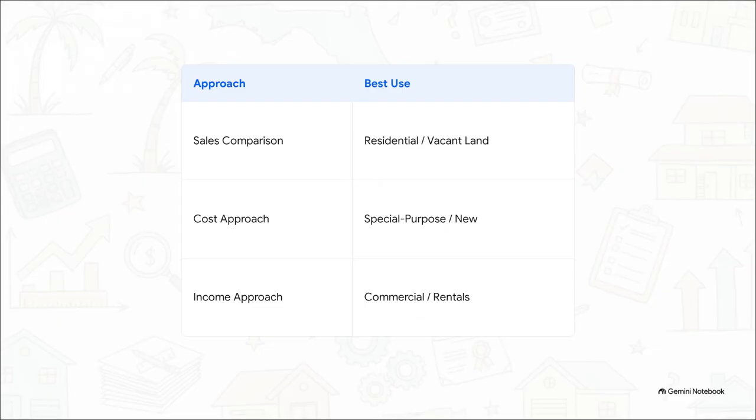Okay, mapping out the big 3 approaches to value. You have to know which approach goes with which property type. It's a guaranteed exam topic. The sales comparison approach, that's your bread and butter for standard residential properties and vacant land. The cost approach is for special purpose properties, churches, schools, or brand new construction. And the income approach is strictly for your commercial buildings and income-producing rentals.